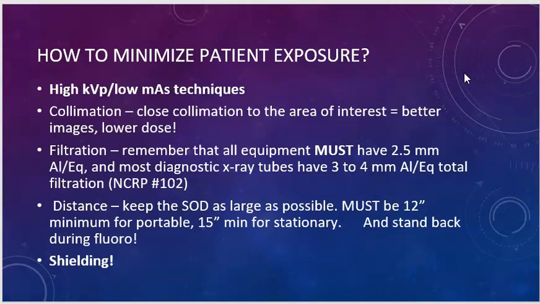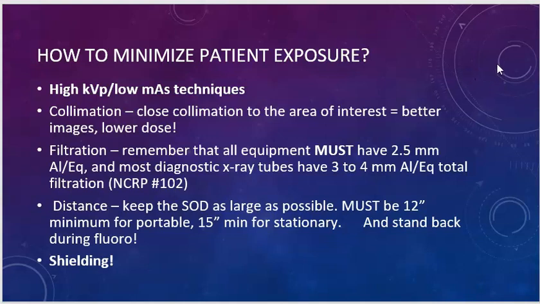Collimation. Close collimation makes good images. It also reduces the skin exposure to the patient, so that's always a good thing. Filtration. All of our equipment has to have aluminum or copper filtration. All equipment must have 2.5 millimeters aluminum equivalency, and most of our tubes have between 3 and 4 millimeters aluminum equivalency total filtration. And this goes back to the NCRP reports where they make these suggestions, and it's good suggestions.